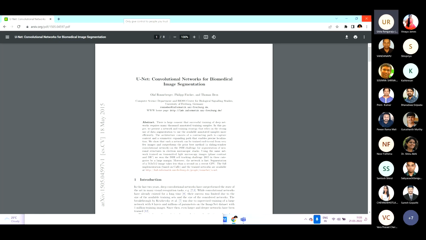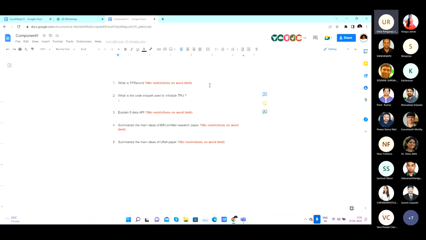So the first component is an open book test. It starts now, 11:05. You have time till 1 p.m. You can submit it at 1 p.m. because it's only 5 questions and it's nothing like an open book test. But there are a couple of paper summaries there which might be difficult and intimidating for certain people, and if you feel you still need more time, you have time till 12 a.m.